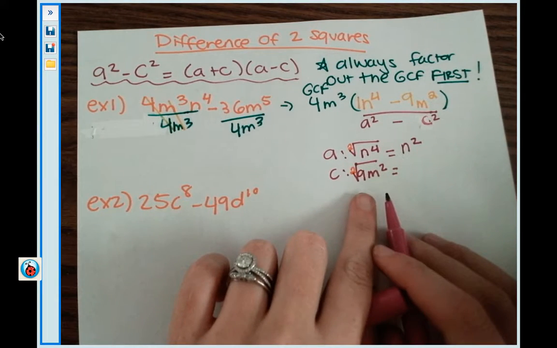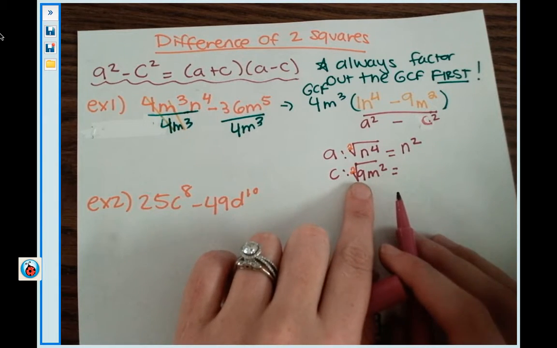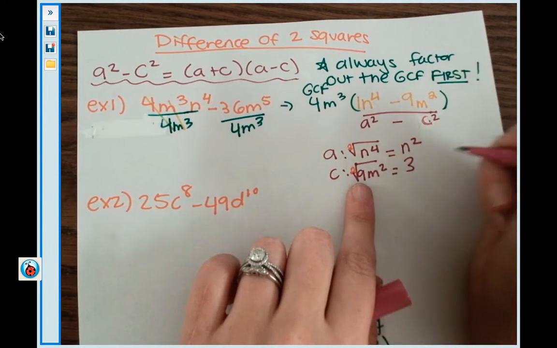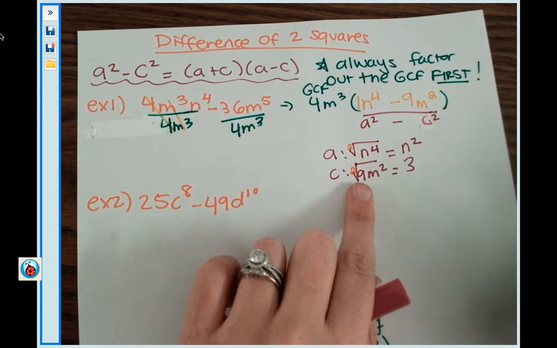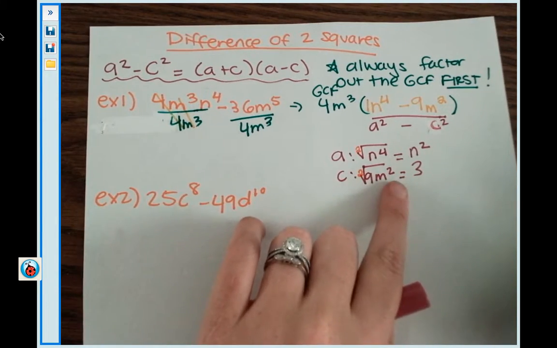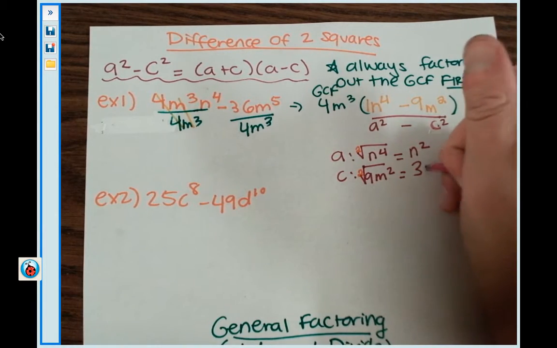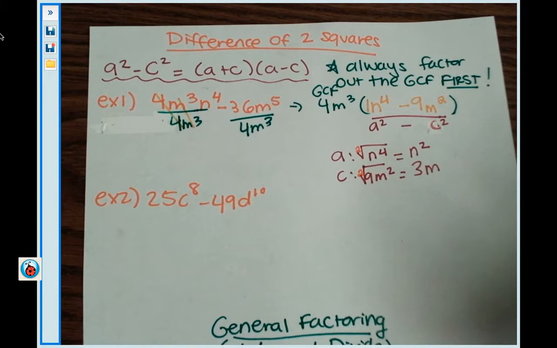Okay, and in this piece, you guys, we're going to do it each piece at a time. The square root of 9, what times what gives me 9? Well, that is 3. And then again, to get the m value, you divide the exponent by the index, which is 2. So 2 divided by 2 will give me 1. So this will be m to the first, or you can just write it as m.